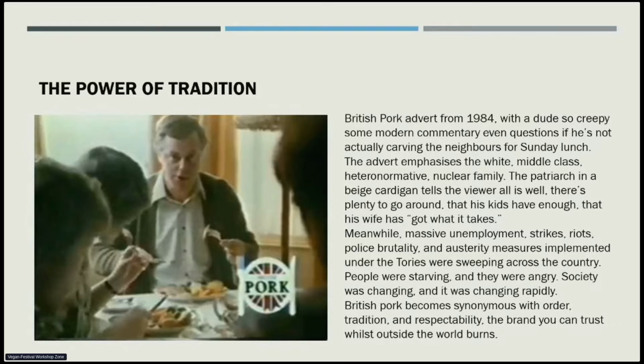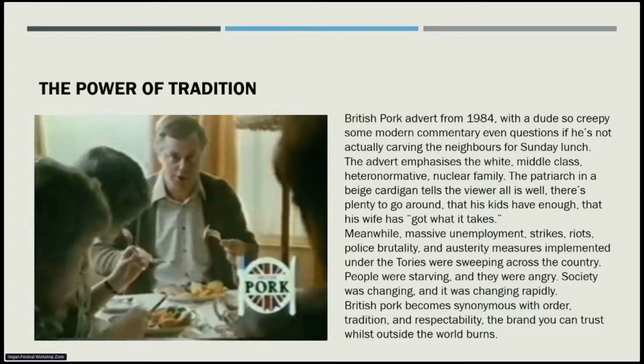He stands there as a white middle-class heteronormative head of the nuclear family, and he tells everybody there's plenty to go around. The table is full. His children are there and they've got enough to eat. His wife has got what it takes to cook the roast that he's now claiming credit for by cutting up.